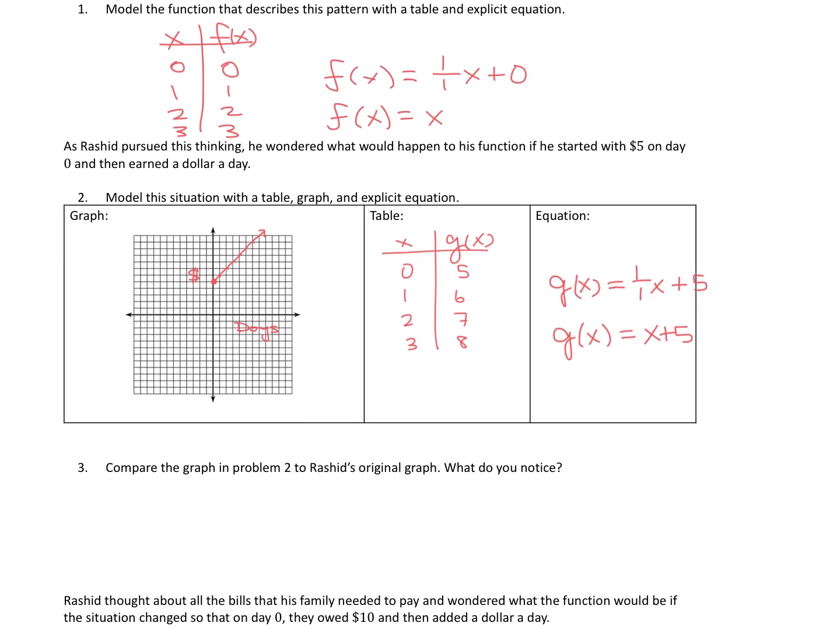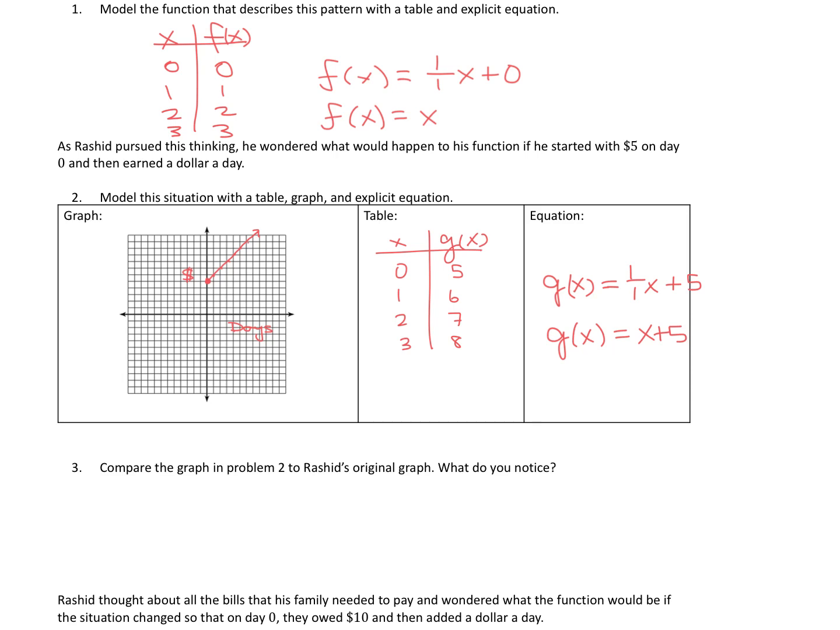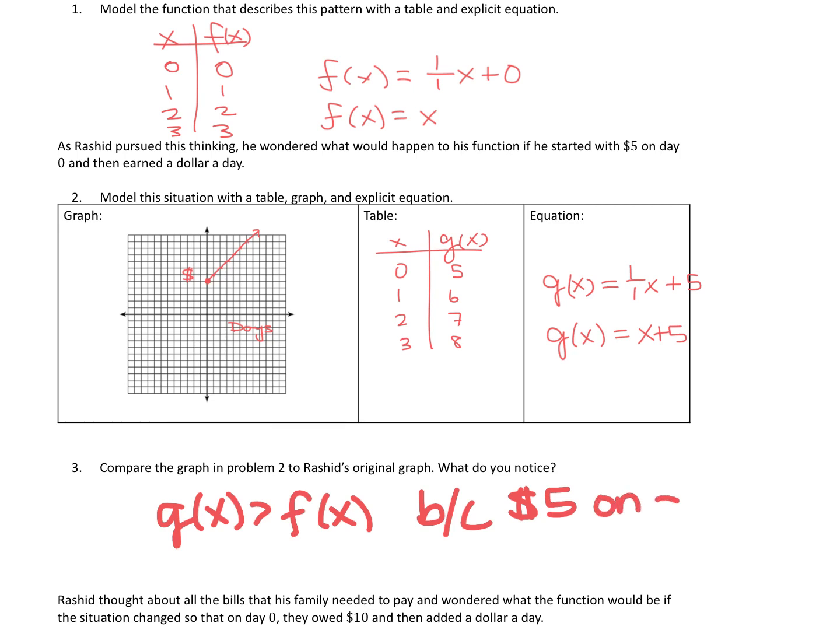Now, the follow-up question for this is compare the graph in problem 2 to Rashid's original graph. What do you notice? Well, I am definitely noticing that g of x is always going to be bigger than f of x. And the reason is because of that $5 start on day 0. Because $5 on day 0 was added to g of x.